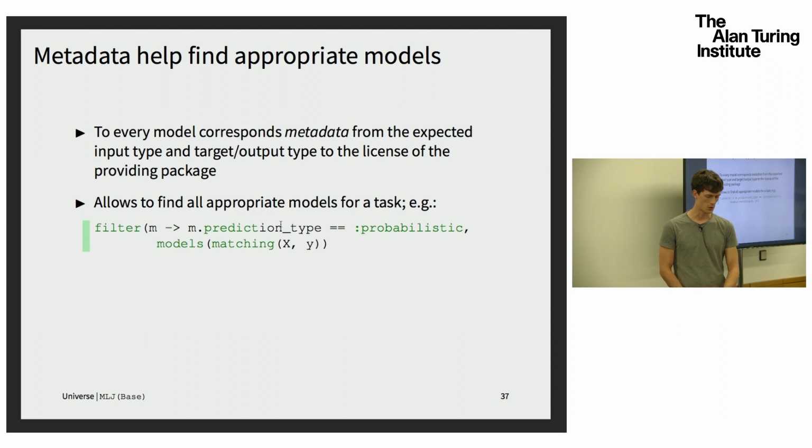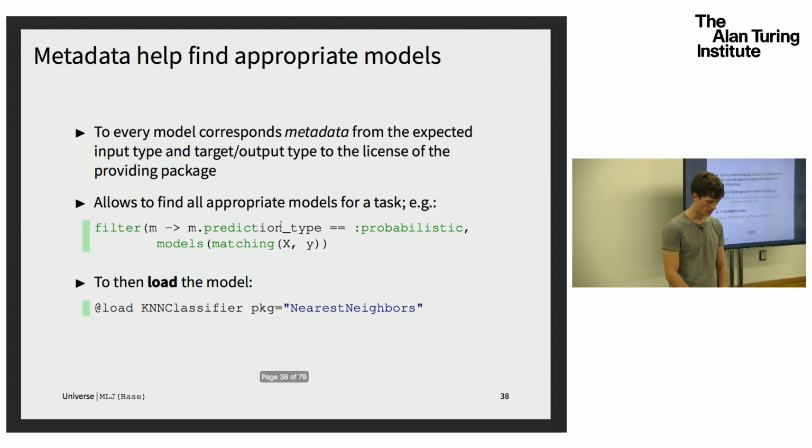You can also filter, for instance, over the license of the package. So if you only want MIT license packages, which in Julia is very common, but not in R, for instance, then again you can do that. Once you've picked your model, you load the model into the namespace, into the project, by doing add load.